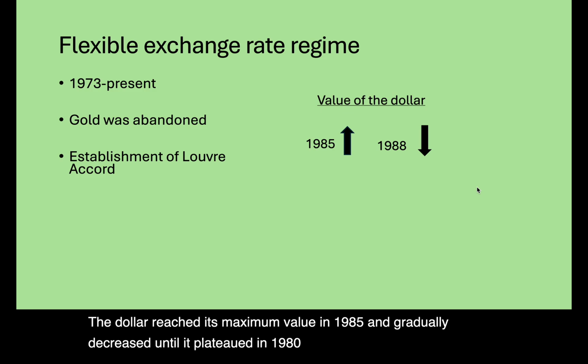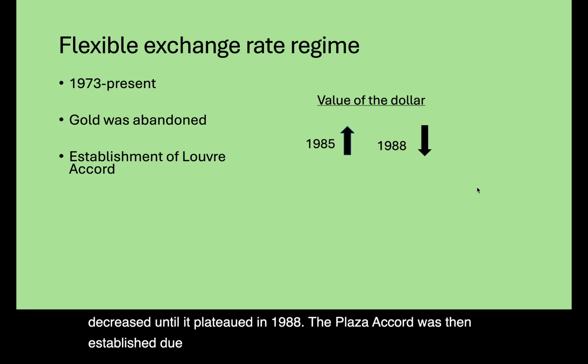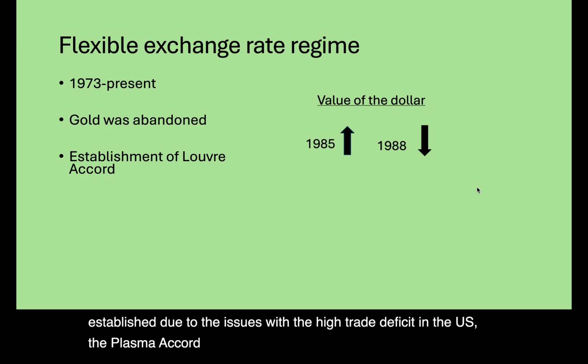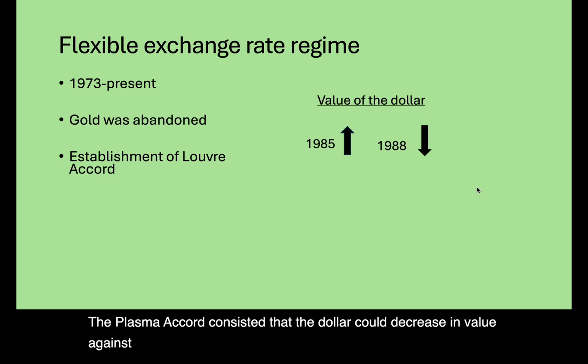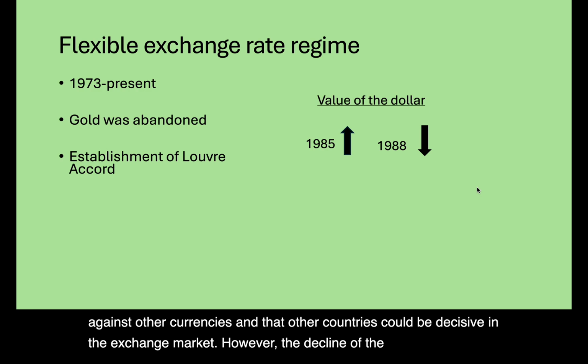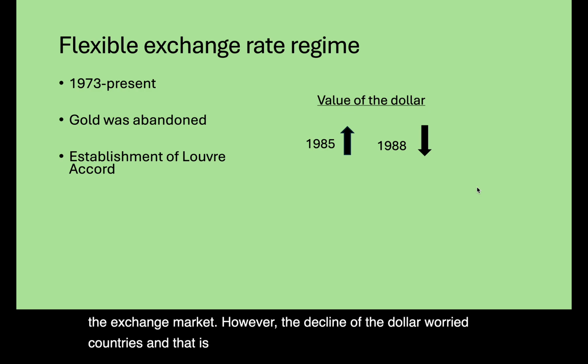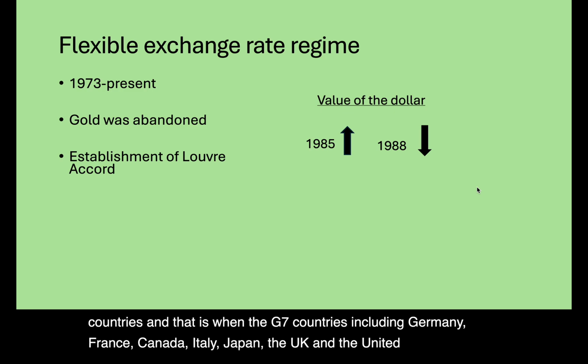The Plaza Accord was then established due to the issues with the high trade deficit in the U.S. The Plaza Accord consisted that the dollar could decrease in value against other currencies and that other countries could be decisive in the exchange market. However, the decline of the dollar worried countries, and that is when the G7 countries, including Germany, France, Canada, Italy, Japan, the UK, and the United States, established the Louvre Accord.